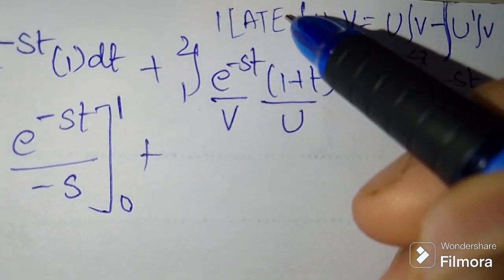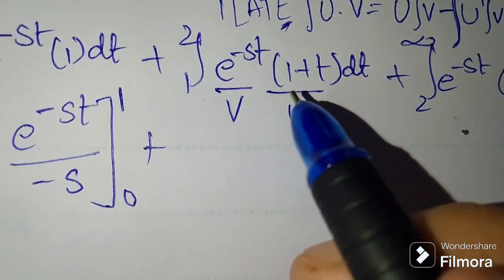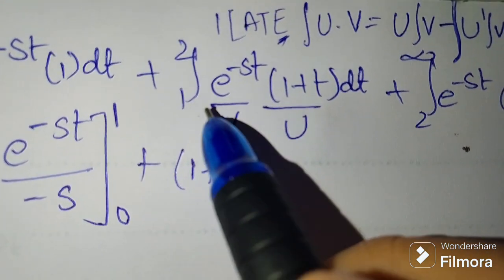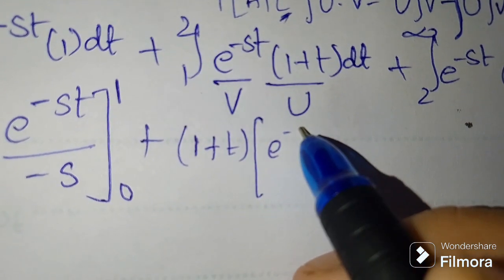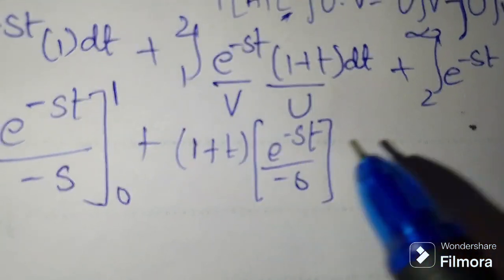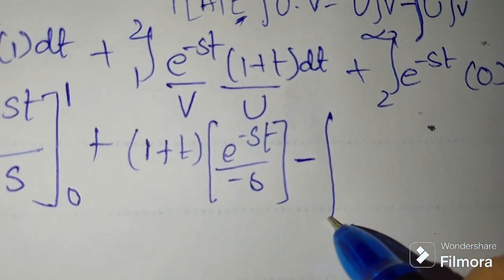Last one is the exponential term. Okay, so now my u is this, 1 plus t, into the integration of this. What is the integration of this? It is e power minus st by minus s. Right? Okay.